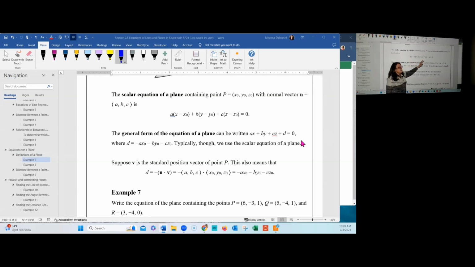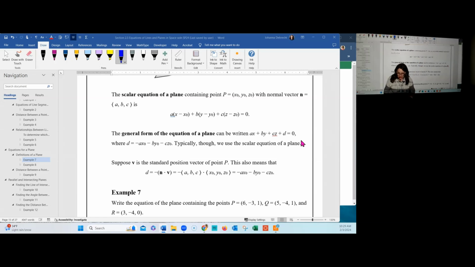This has a point that is in the plane, so we have to know at least one point that lies within that flat sheet of paper. And we need a normal vector, ABC. So if we have a normal vector, ABC, like this, and we have a point in the plane, then we can write what's called the scalar equation of the plane, which is the first component of the normal vector multiplied by the variable x minus the x coordinate of the point in the plane, plus the second coordinate of the normal vector times the variable y minus the y coordinate in the plane.